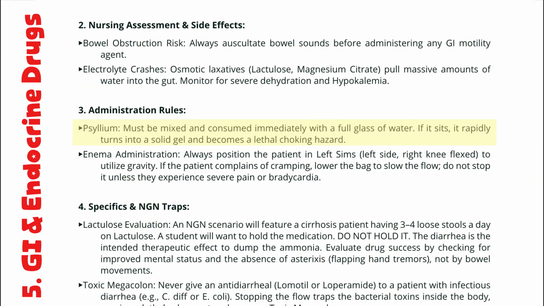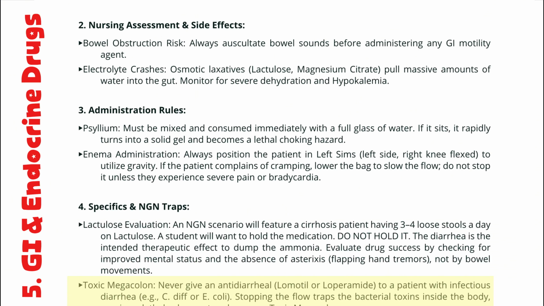Psyllium must be taken immediately with a full glass of water, or it gels up right in the throat and becomes a choking hazard. Enemas are given in the left Sims position. Here's a trap that catches almost everyone. 3 to 4 loose stools a day on lactulose is the drug working exactly as intended. Don't hold it for that. Instead, evaluate mental status and check for asterixis, the flapping hand tremor, to confirm the treatment is actually helping.